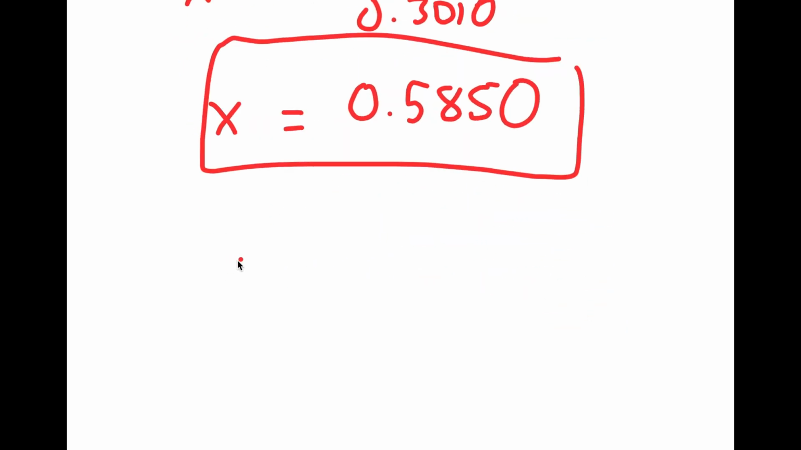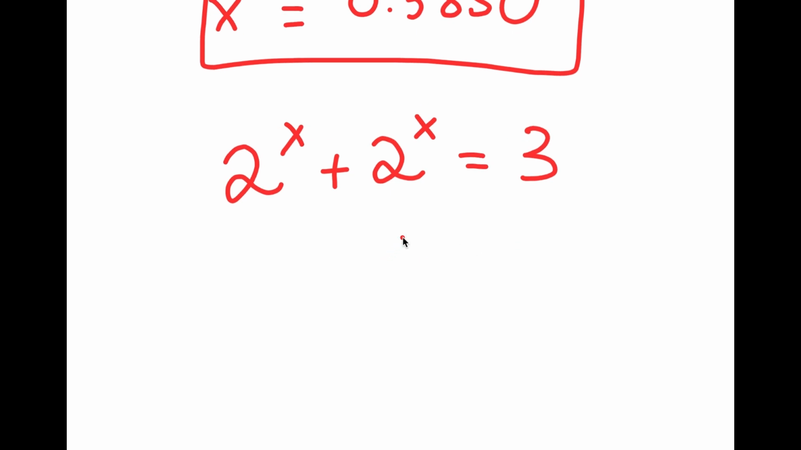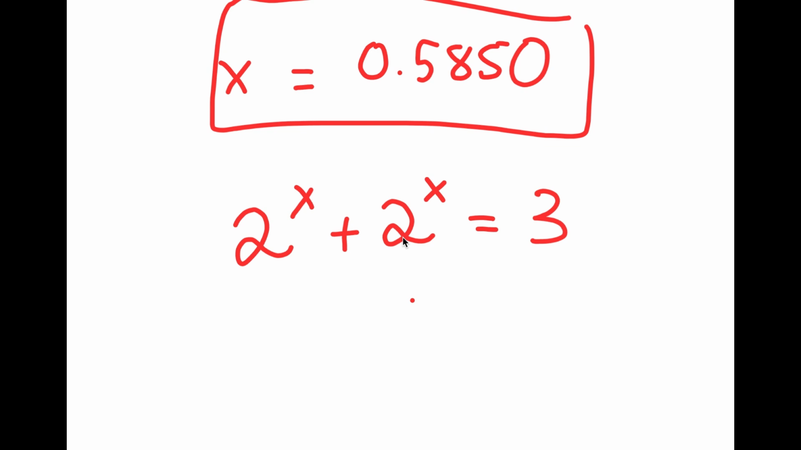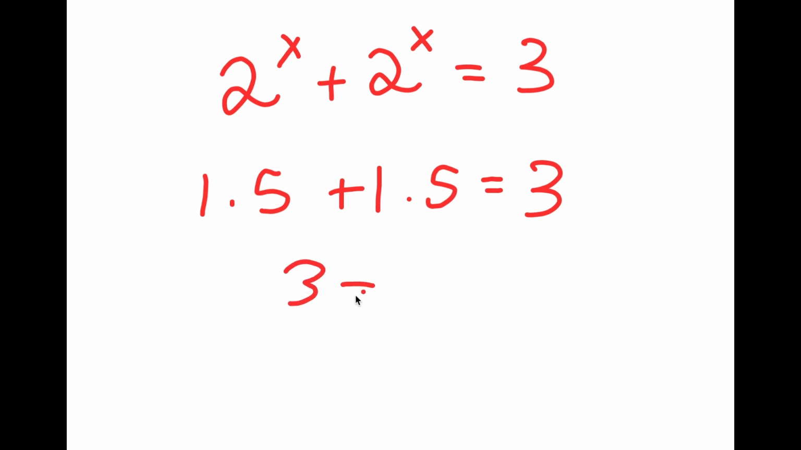So now remember, our original equation was 2 to the power of x plus 2 to the power of x is equal to 3. So if I take 2 to the power of 0.5850, plugging this into my calculator, I get approximately 1.5. So I have 1.5 plus 1.5, and that's equal to 3. So I get 3 is equal to 3.